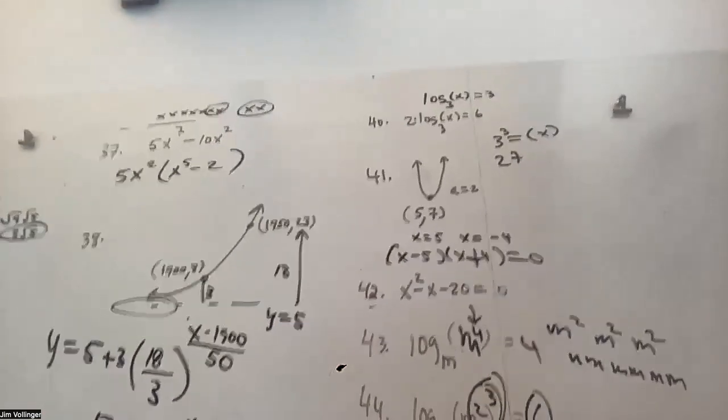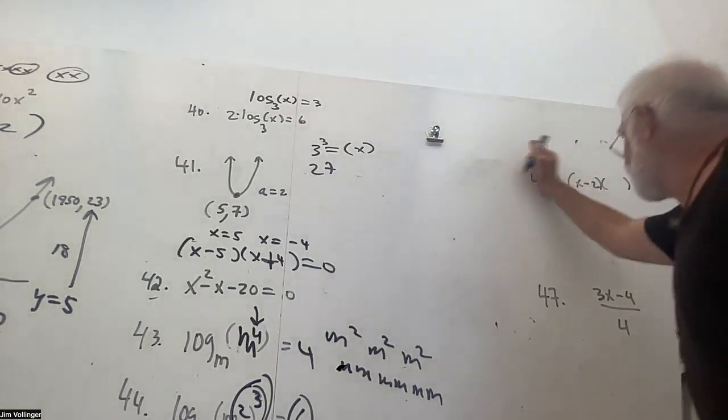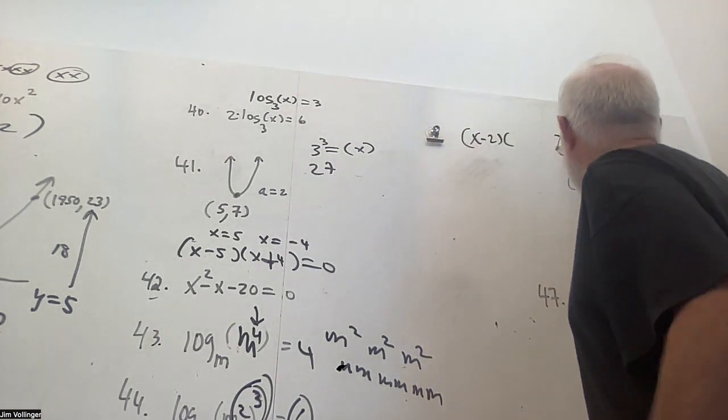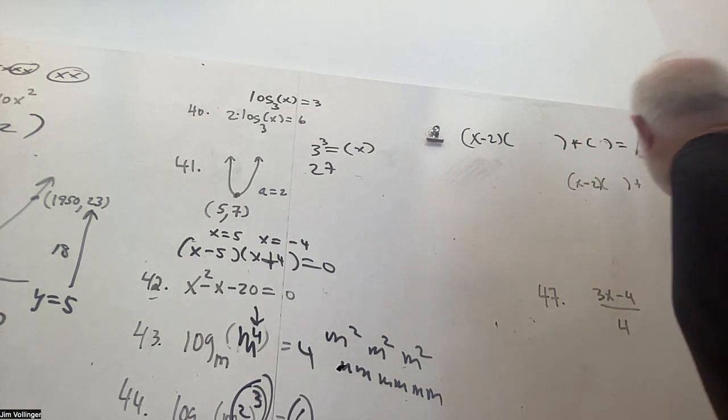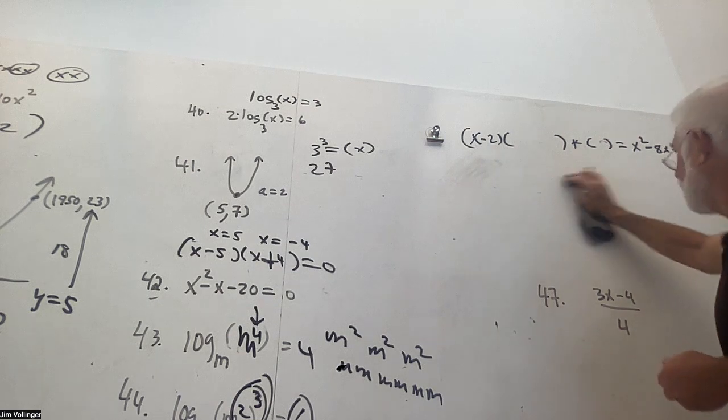I could have spent another little bit of time explaining something. But we got 2 more problems, and you've never seen this one before. So I got time to write it out more clearly. X minus 2 times what plus what gets me x squared minus 8x plus 11. And I got a marker. I'm going to make it happen.